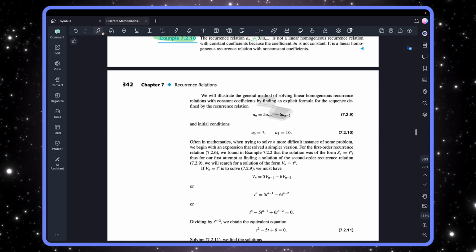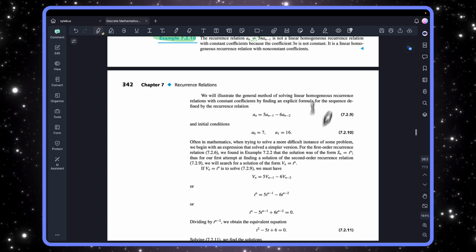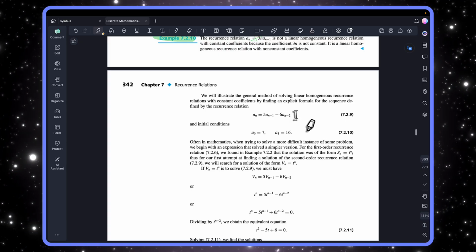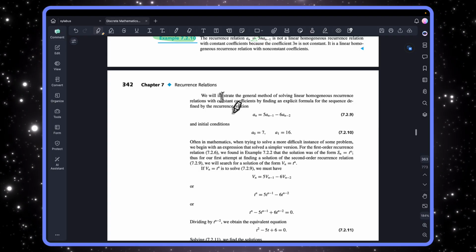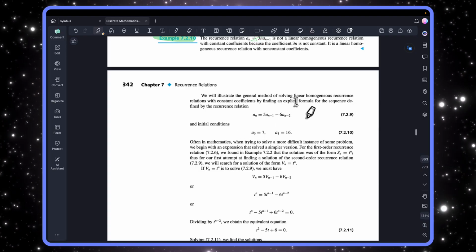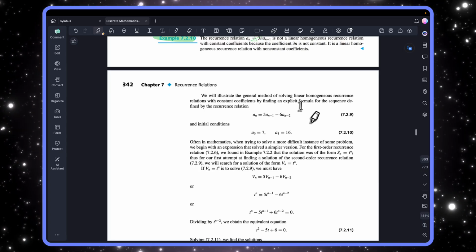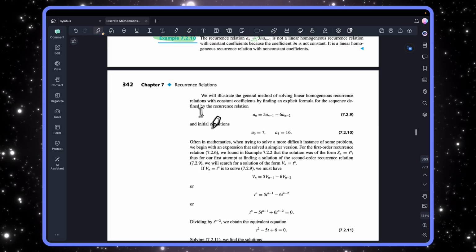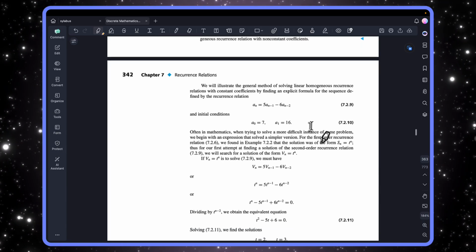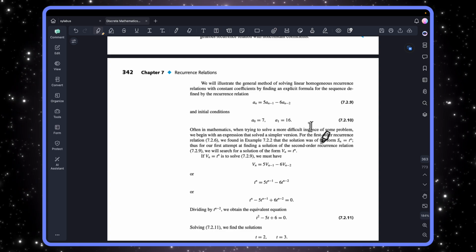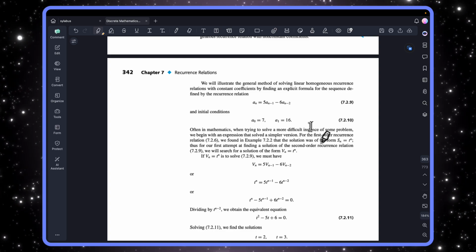I'm going to give an example of how to solve this type of relation, and we're going to see a general theorem in a second here. So we're going to illustrate the general method of solving this linear homogeneous recurrence relation with constant coefficients by finding an explicit formula for the sequence defined by this recursive relation with these initial conditions. Okay. So the first thing you do is you think of how you solved other things of that type.